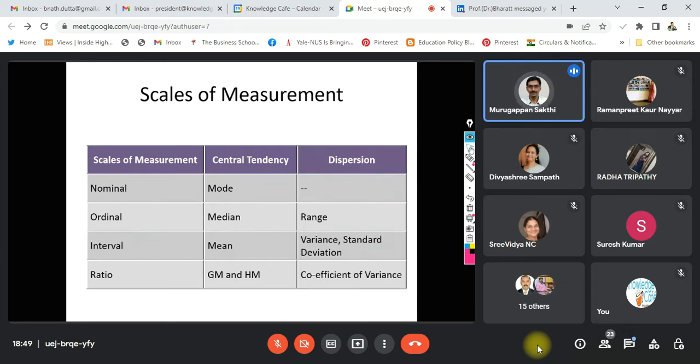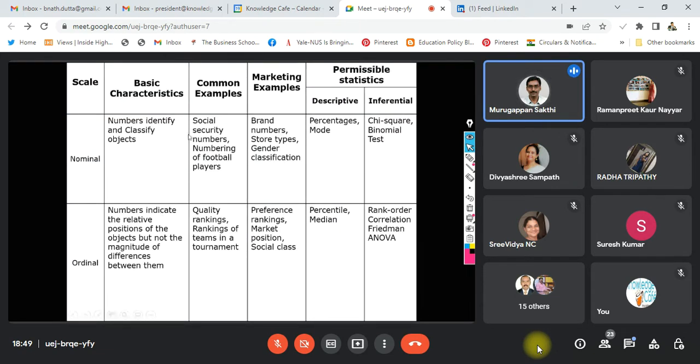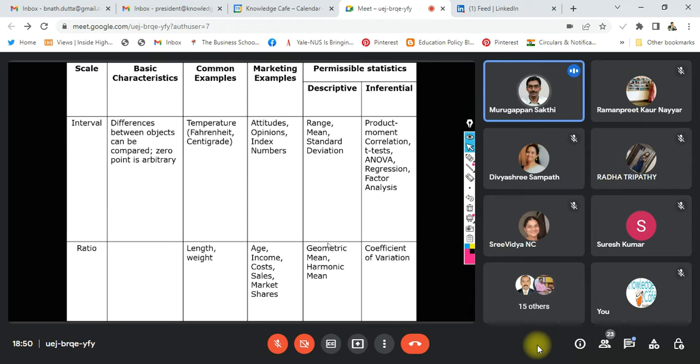I have given the tabulation. Please see the chart; it will help you at leisure. Please go through it. This is the statistics applications: basic characteristics, common examples, marketing examples, and permissible statistics. If it is nominal data, you have to apply chi-square and binomial test. If it is ordinal data, rank order correlation and Friedman test. Friedman ANOVA is a non-parametric test. Here I am not talking much about the tests; this is just a ready reckoner for you. If you have gathered ordinal data, what type of test can you apply? If it is ratio, what?